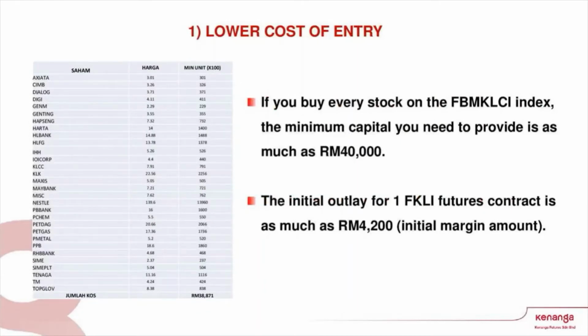So if you buy every stock on the FBM KLCI index, usually the minimum capital you need to provide is as much as 40,000 ringgit, based on current valuation. Whereas the initial outlay for one FKLI futures contract is just about 4,200 ringgit, which is the initial margin amount. I will cover more about futures margins later in this talk.